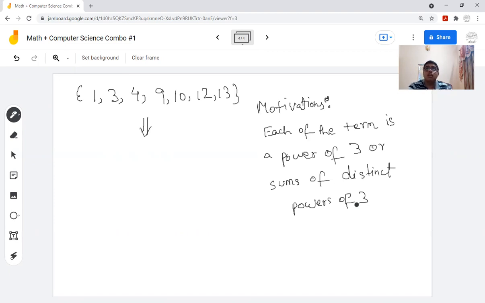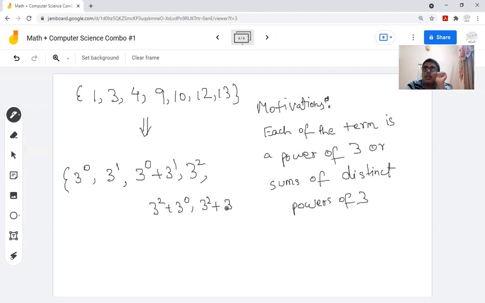So here, let's write each of these elements in terms of powers of 3 or sums of powers of 3. So 1 is what? 3 power 0. 3 is 3 power 1. 4 is 3 power 0 plus 3 power 1. What is 9? 3 square. What is 10? 3 square plus 3 power 0. What is 12? 12 is 3 square plus 3 power 1. And then 13 is 3 square plus 3 power 1 plus 3 power 0.